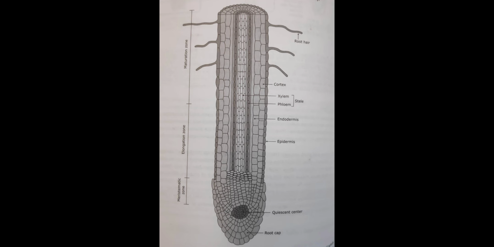In the elongation zone, cells elongate rapidly and undergo a final round of division to produce a central ring of cells called endodermis. The endodermis divides the root into two regions: the cortex toward the outside and stele towards the inside. Root hairs first appear in the maturation zone.